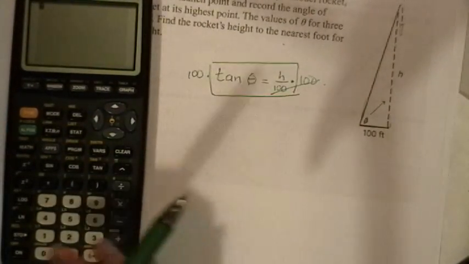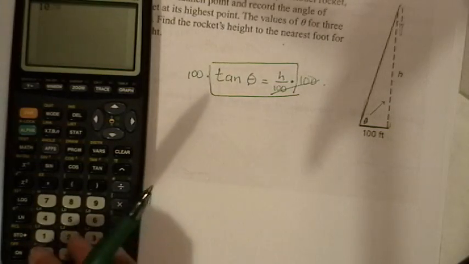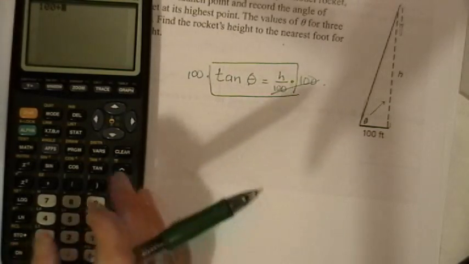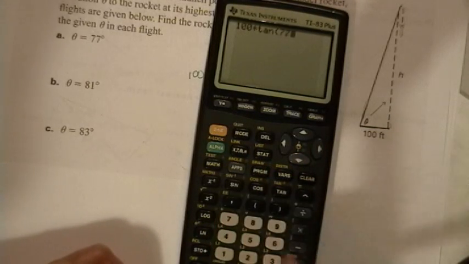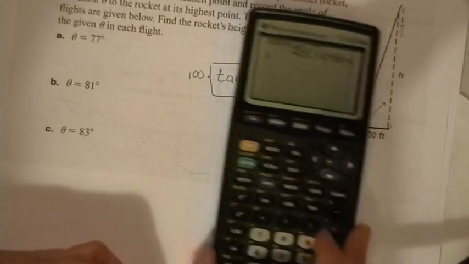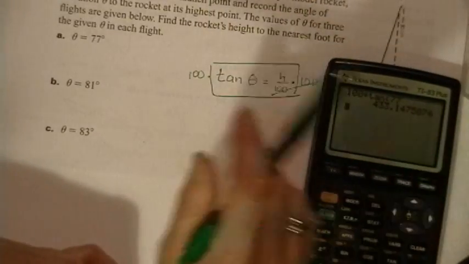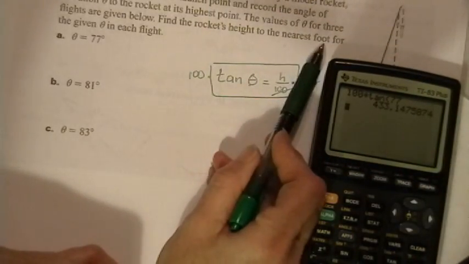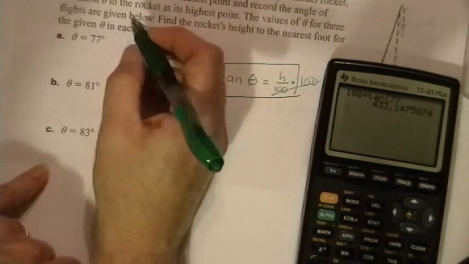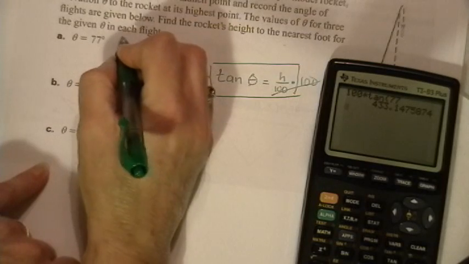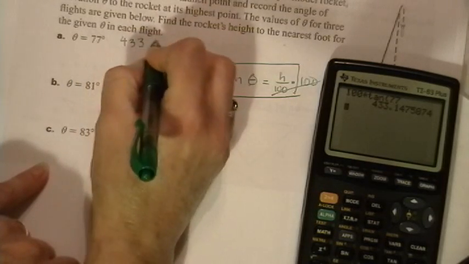Okay, so we're going to say 100 times tangent. Our first angle is 77 degrees. Tangent 77 equals 433 feet. Now it says find the rocket's height to the nearest foot. So we're not going to ignore the decimal, we're going to round it. So this is 433 feet.